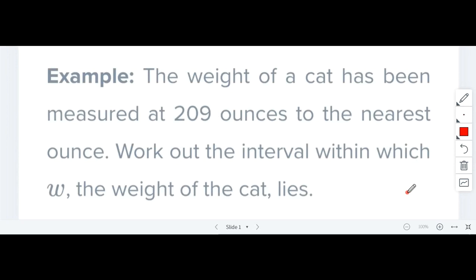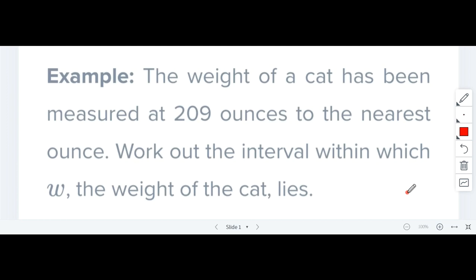Now this is the question and you have to work out the interval within which W lies. That means that is the error interval that you have to calculate. So firstly, you have to work out the lower bound. I assume you know how to calculate upper bounds and lower bounds, right? Okay, so calculate the lower bound and upper bound for this one.